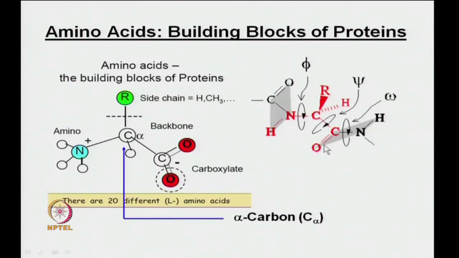Okay. Now, what do we have on the right? Here, what we are seeing are the torsion angles.